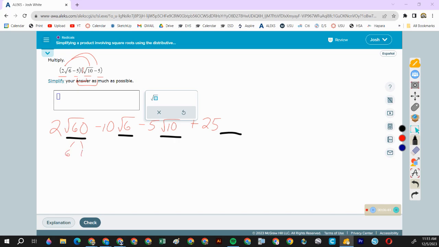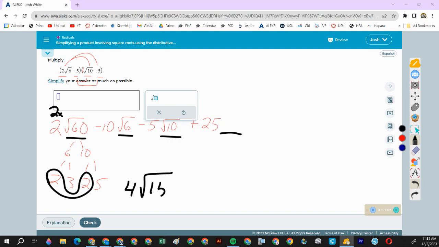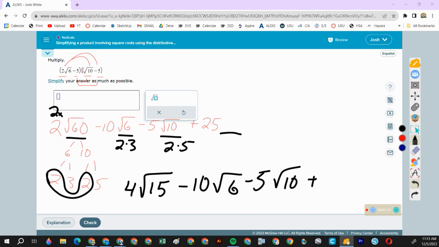60 is 6, 10, 2, 3, 2, 5. Can I bring anything out? Set of 2's. And that comes out here and gets multiplied. So 4 root, what's left over? 15. 6 is just 2 times 3. 10 is just 2 times 5. So nothing else simplifies. So minus 10 root 6 minus 5 root 10 plus 25. That is the simplified version. Okay, good.